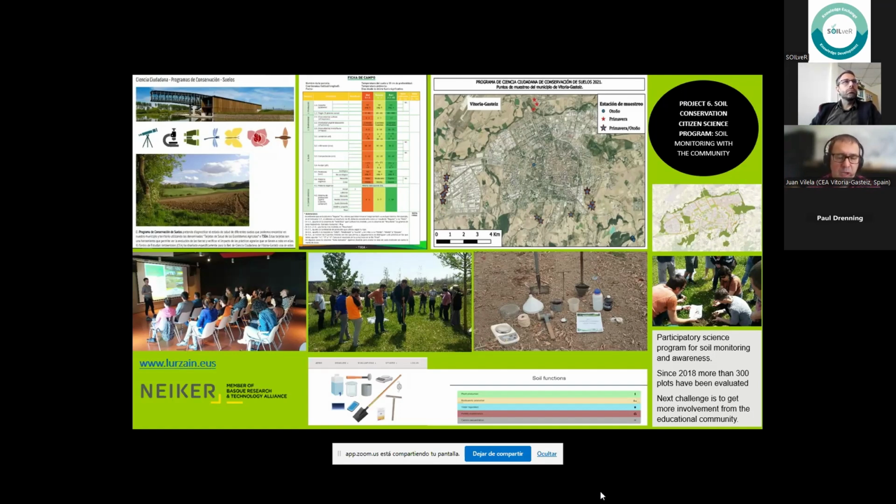And if you don't have a site, we give you the opportunity to monitor one of our public sites or public projects. And then we have an online platform where you can upload your data. That gives us a glimpse, even if it's not, let's say, a scientific laboratory test, it is a very useful test that gives you an idea of the quality of the soil. So it's a qualitative tool.